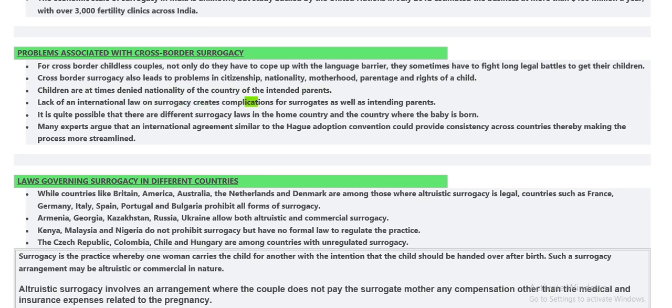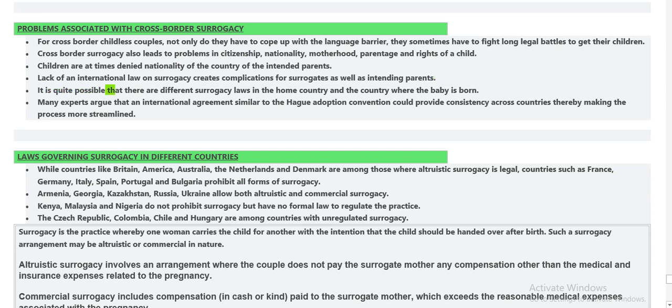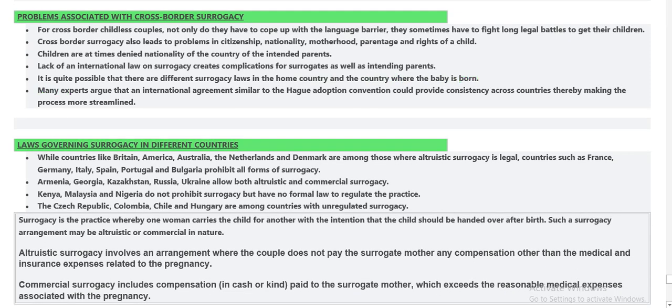Cross-border surrogacy also leads to problems in citizenship, nationality, motherhood, parentage and rights of a child. Children are at times denied nationality of the country of the intended parents. Lack of an international law on surrogacy creates complications for surrogates as well as intending parents. It is quite possible that there are different surrogacy laws in the home country and the country where the baby is born. Many experts argue that an international agreement similar to the Hague Adoption Convention could provide consistency across countries, thereby making the process more streamlined.